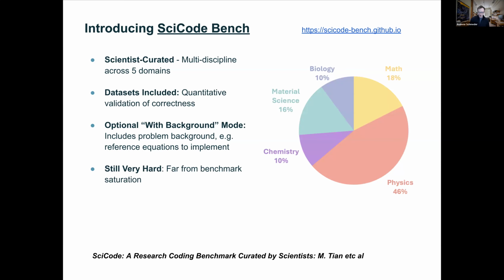And it's still a very hard benchmark. So the current state-of-the-art models are very far away from benchmark saturation. And this is a breakdown of the different domains that it covers.